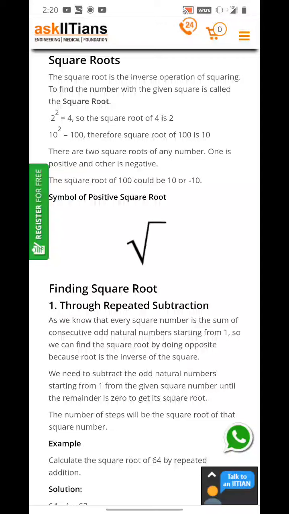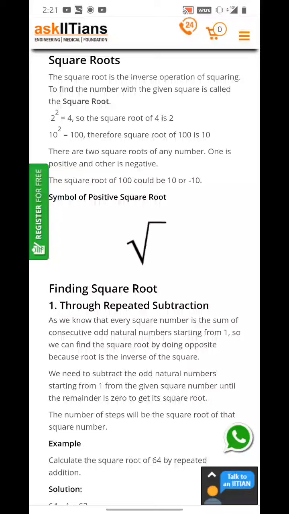In simple terms, we can say that in an examination a number will be given to you, and you have to find a number which, on multiplying with itself, gives us this particular number. For example, 100 is given to you. You have to first find: is there any number which, when we multiply it with itself, gives us 100?